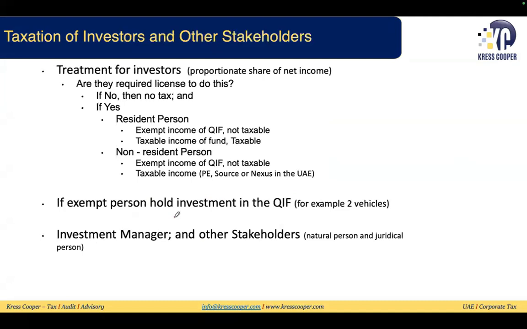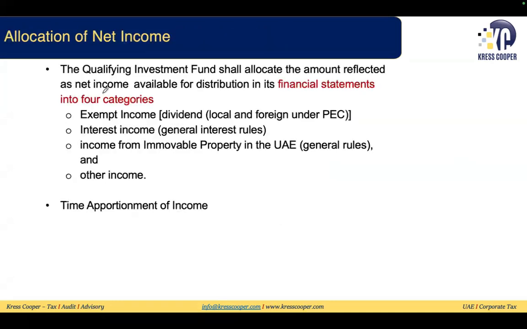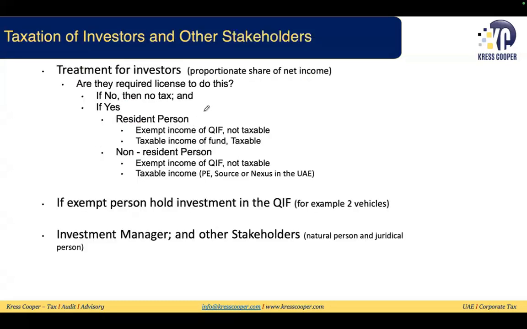Taxation for the investor: we discuss treatment for the investor's share of net income. The fund needs to prepare the financial statements, classify the income into exempt income, interest income, income from immovable property, and other income. Based upon this, they need to deduct the expenses. After deducting them, what is the net income? This net income needs to be distributed among the investors.